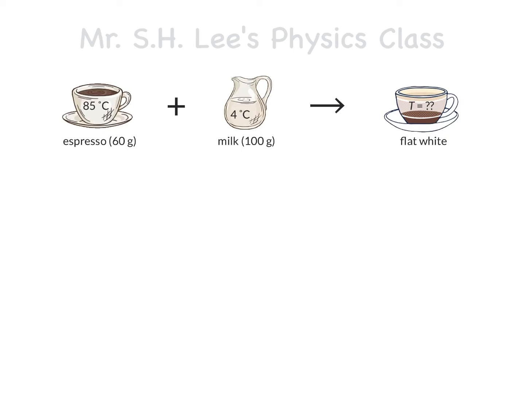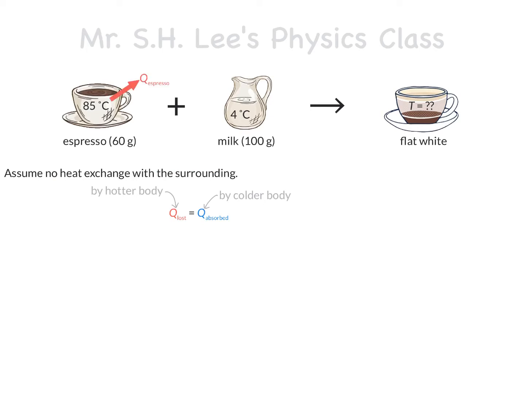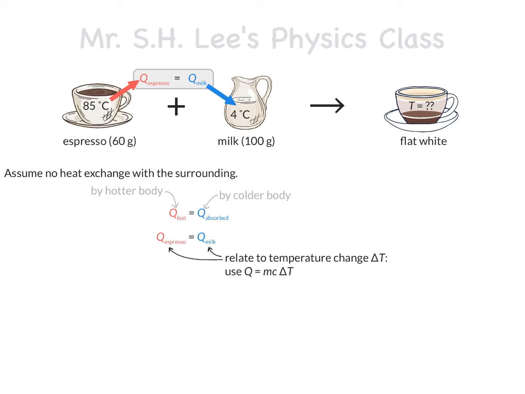Then I will know whether the flat white made this way will be too cold or just right for consumption. As I just taught, the key equation is that the heat lost by the hotter body equals the heat absorbed by the colder body, assuming that no heat is lost to the surroundings or gained from the surroundings. Then, in our case here, heat lost by the hotter espresso equals that absorbed by the colder milk. To relate heat Q to temperature changes delta T, Q equals mc delta T, where c is the specific heat capacity, can be used.